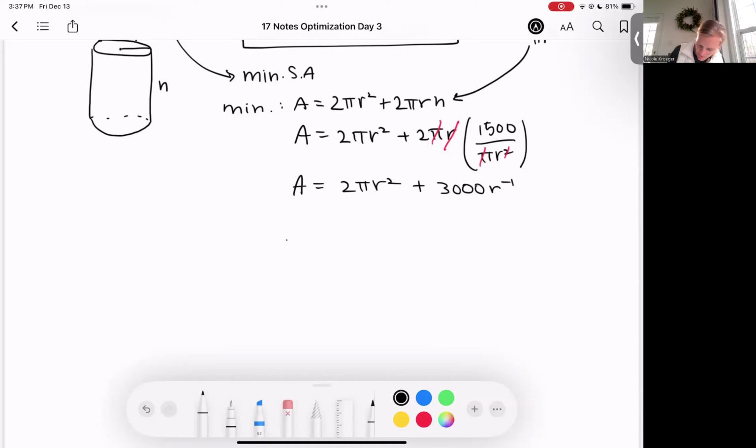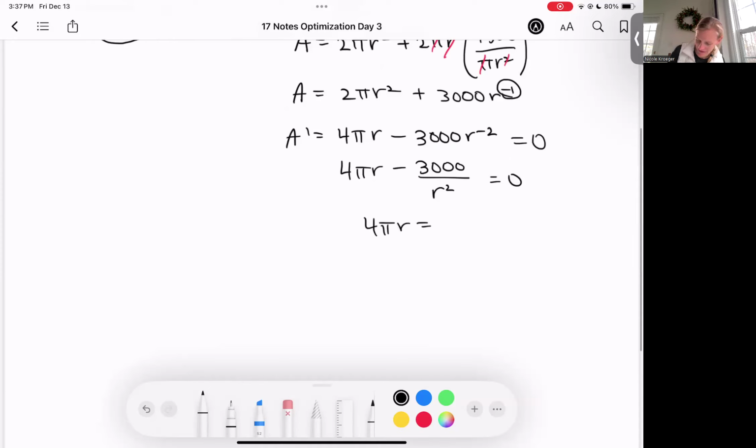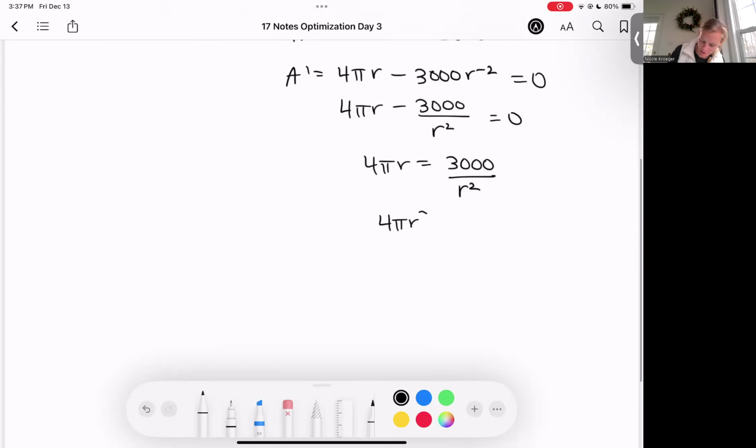Okay, so now we're going to take the derivative. So we get 4 pi r, r to the first power, minus, because we're going to bring the minus 1 down, 3,000 r to the minus 2. Okay, we need to set this all equal to 0 and solve for r. I'm going to rewrite the r to the minus 2 as r squared in the denominator. Okay, so now if I keep solving this, let's add the 3,000 over. Let's multiply both sides by r squared. So we have 4 pi r cubed is 3,000. Okay, all the r's are together now, so this is good. We can divide by 4 pi. And now we can take the cube root of both sides.